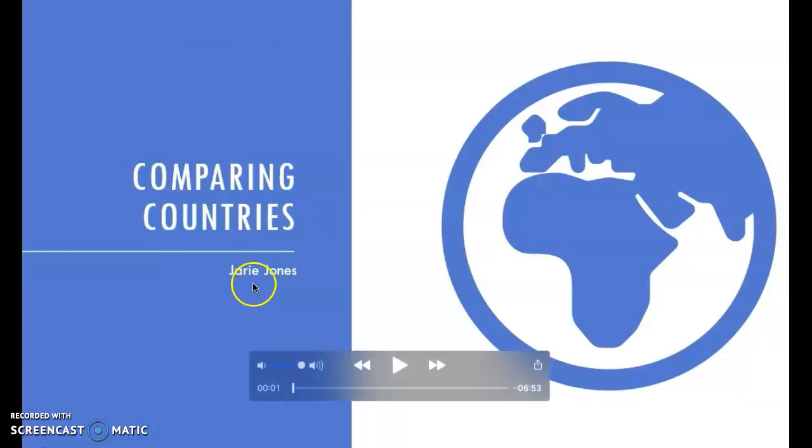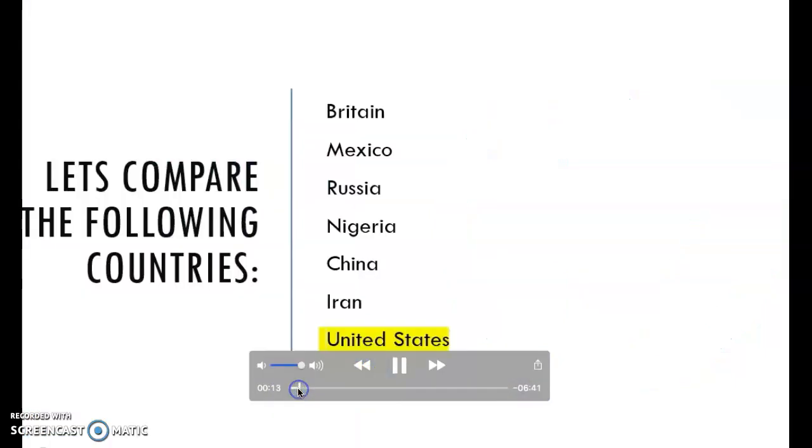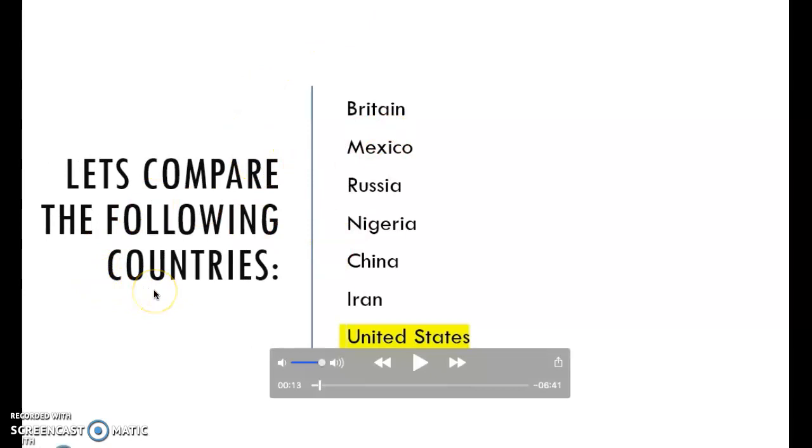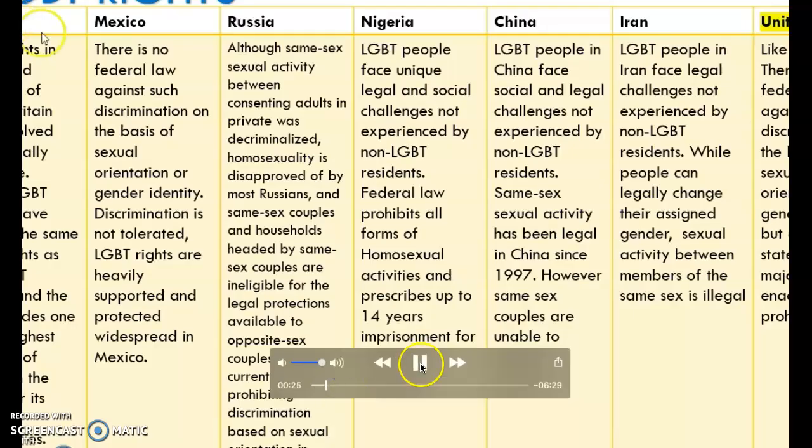But first for this, so again, this individual, this is a project that was done really well. So we have the name here. This is my comparing countries project by Russia. So I guess I should have also said, bear with me because I'm gonna move this around a bit. So here she had the beginning, nice title page, and then she's telling us that we're going to look at these various countries, which are the countries that we are looking at in this class. Nigeria, China, Iran, Britain, LGBT.